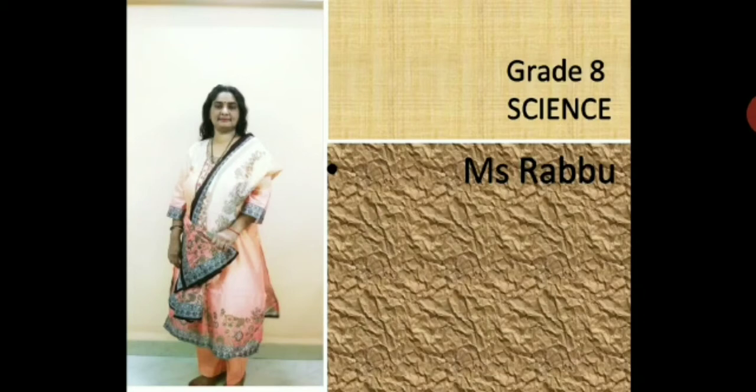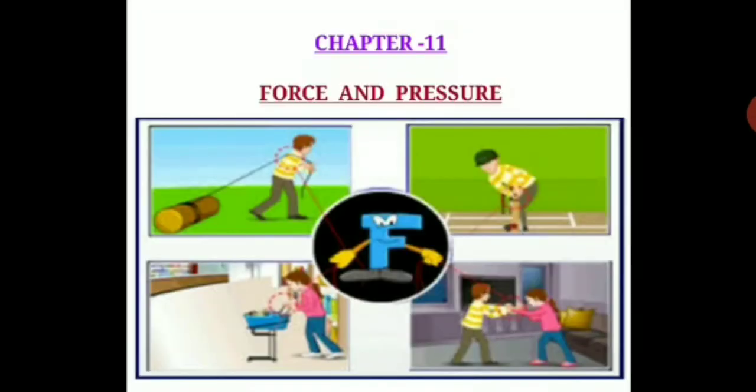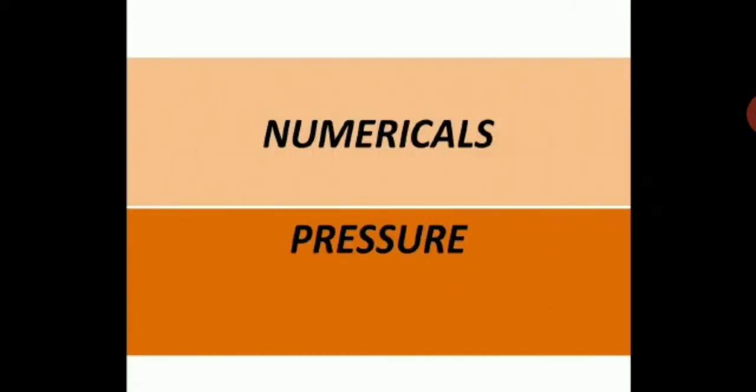So, let us see what we are going to do today. We are going to continue with chapter 11, Force and Pressure. Today in this session we are going to start with numericals on pressure. As you all know, the formula of pressure is equal to force upon area. The force exerted on a unit area is called pressure.